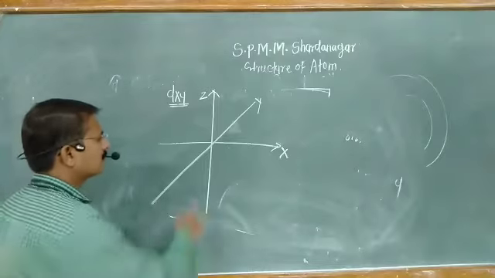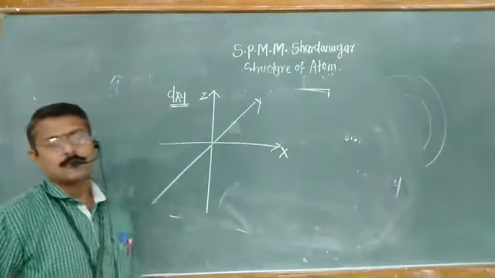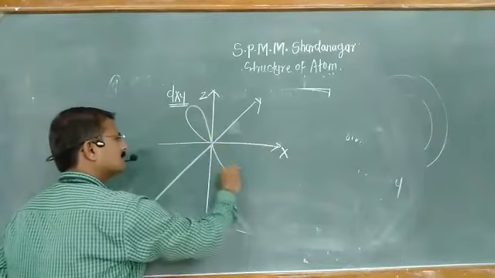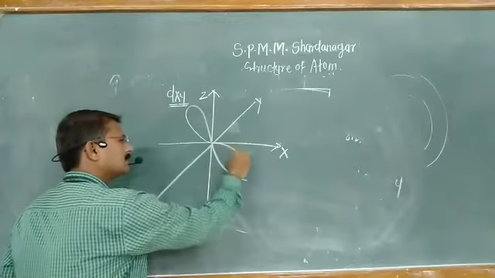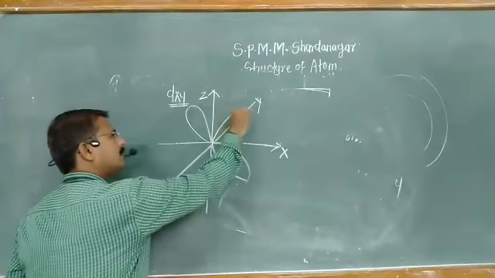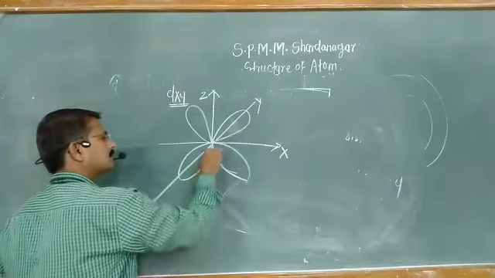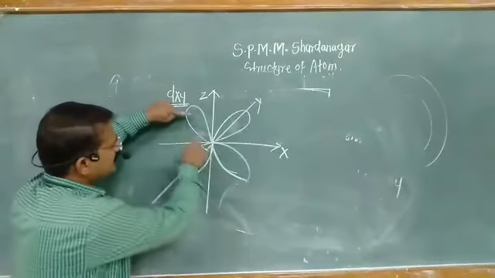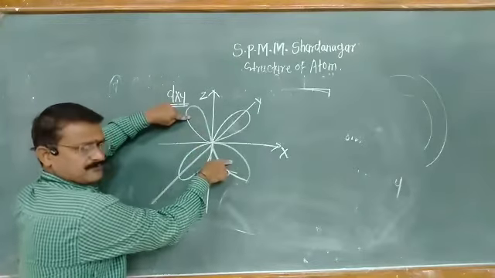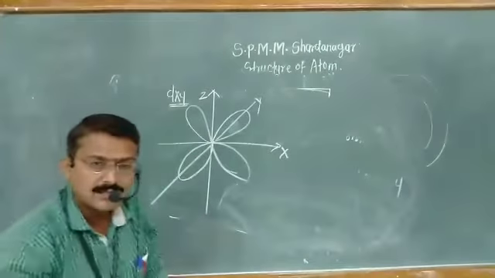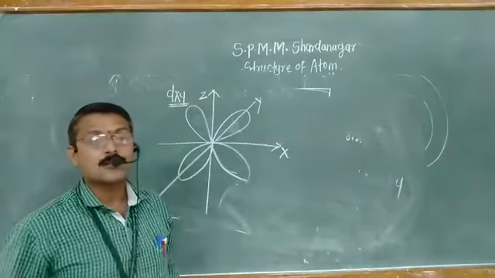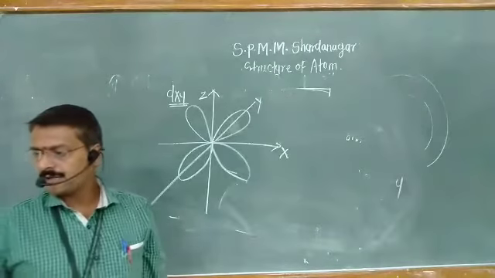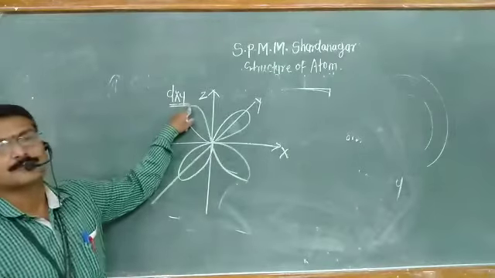Just see that. This is the x axis and this is the y axis. When we draw this structure, this is the structure, and in that structure, this is a dumbbell shape. How many dumbbell shapes? There are 2 dumbbell shapes. Hence, it is called a double dumbbell shape. In this way, we have discussed the first orbital, that is the dxy orbital.